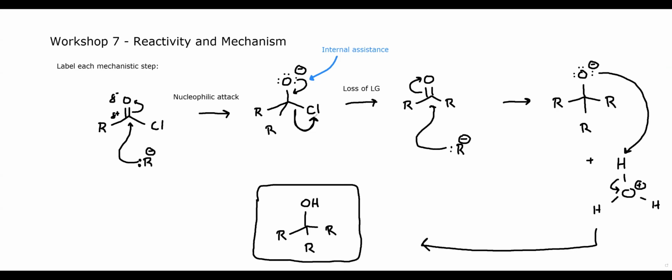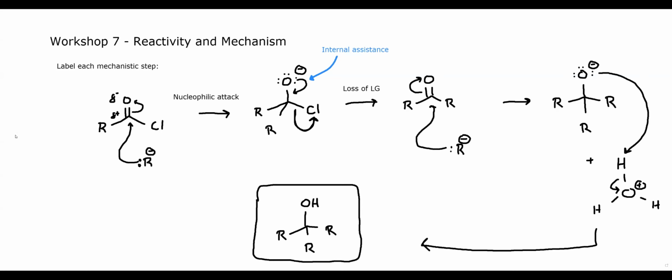So sure, leaving groups can leave spontaneously, okay, that can happen. But when we have lone pairs next door, then we have this extra little arrow here where the lone pair can come down and kick off that leaving group through internal assistance. That's what we call that, okay? Internal assistance. So when that happens, we form that C double bond O, okay? So that's loss of a leaving group.